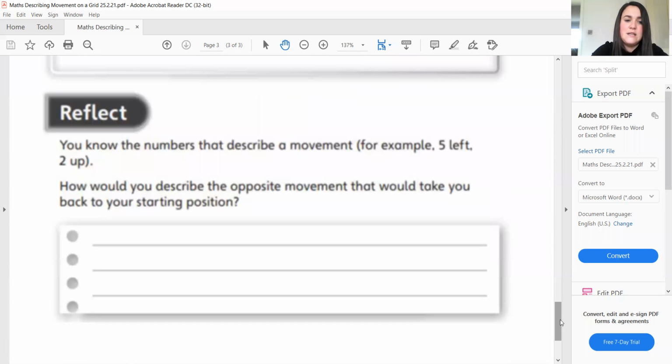Finally, you'll reflect. You know that numbers describe a movement, for example, 5 left and 2 up. How would you describe the opposite movement that would take you back to your starting position? Okay, so using this example here, 5 left and 2 up, what would be the opposite movement to take you back to your starting position?